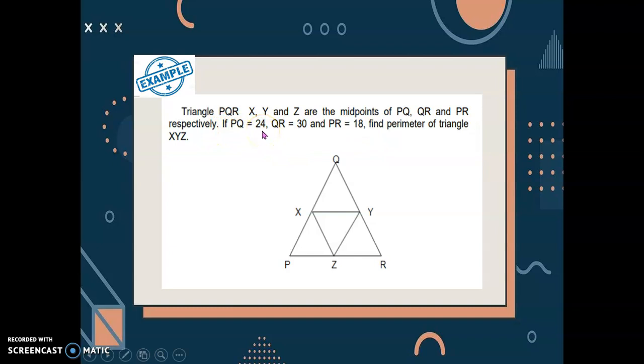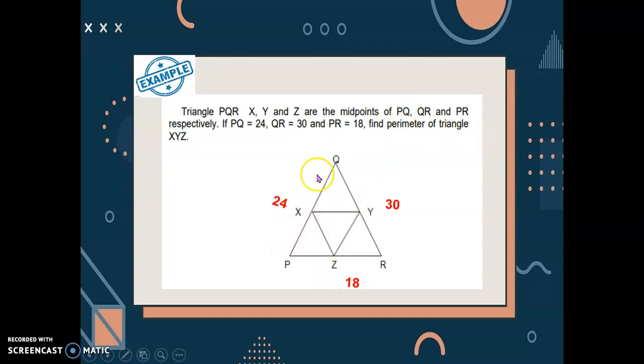So, para mas maintindihan ninyo, dapat ay lagi nating i-label doon sa illustration kung asan ba yung mga measurements. So, kung 24 si PQ, ito po yun. Ayan. Side PQ is 24. And then, side QR is 30. And then, side PR is 18. So, ang kailangan natin is hanapin yung perimeter ng triangle XYZ.